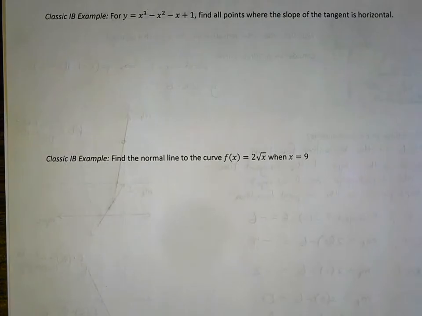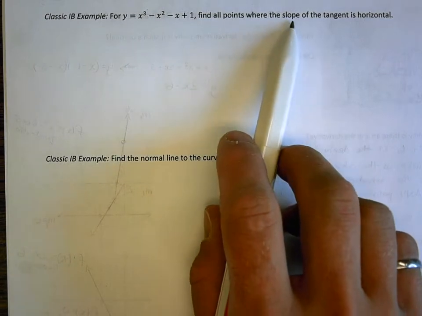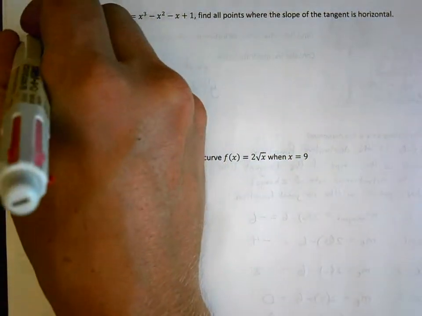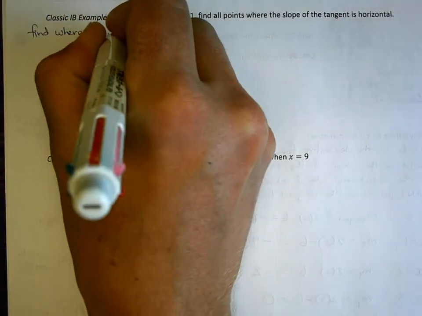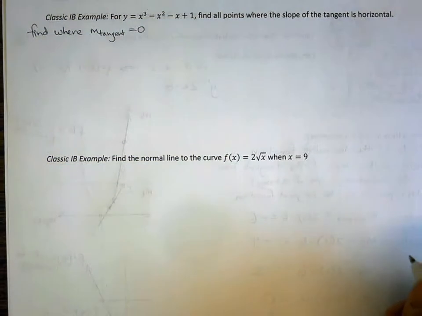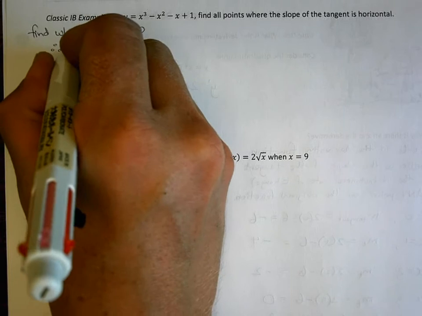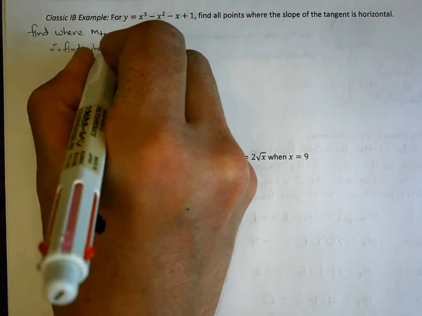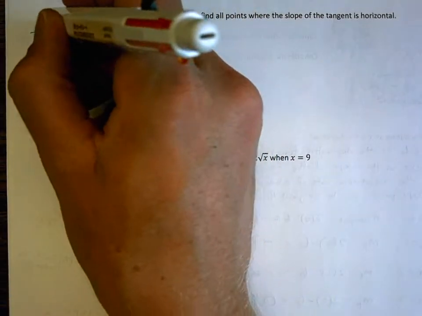So I have a function, y equals some cubic function. I want you to find all the points where the slope of the tangent is horizontal. So now we have to think a little bit. What does this mean? I want to find where the slope of the tangent is horizontal. So find where m tangent is equal to 0. Now, m tangent, well, that's just the derivative. So in other words, I need to find where dy/dx is equal to 0. That's what I'm trying to do.